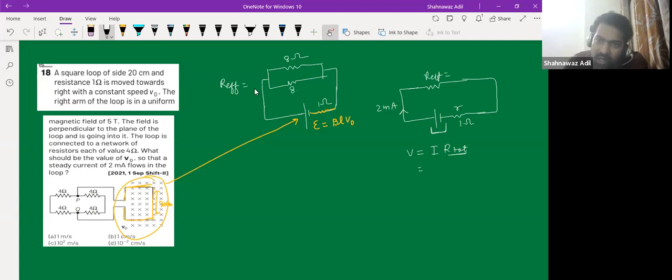So R effective would be how much? R effective would be 8 into 8 divided by 8 plus 8, right? If we have two resistances, so this is the effective resistance, right? Is this thing clear? Yes, Tarif, is this thing clear?